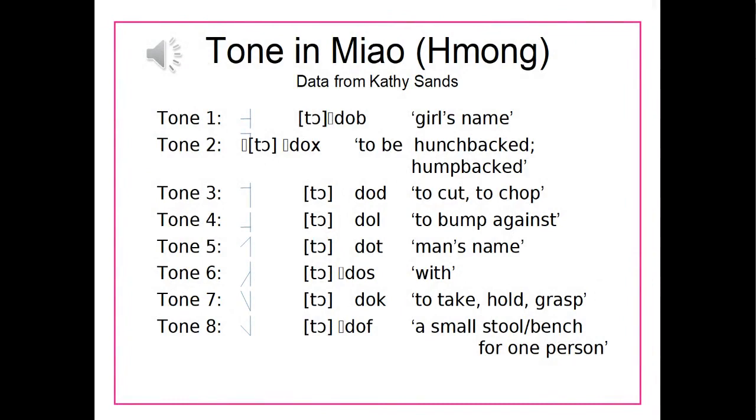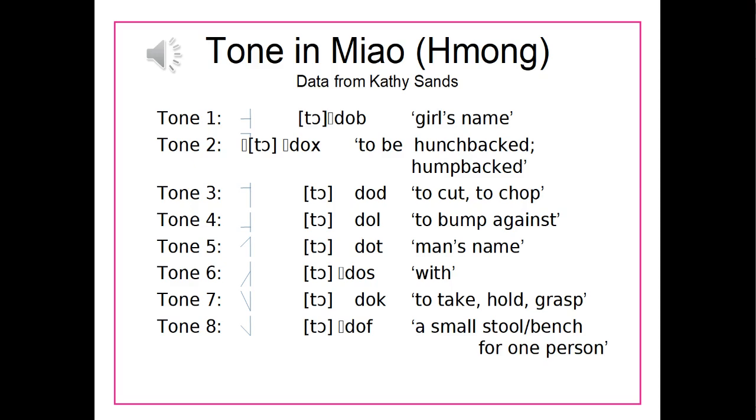So here's an example of a language, Miao or Hmong, that has 8 different tones. So we have this word ta that, depending on the tone that's used, can mean a girl's name, it can mean to be hunchbacked, it can mean to cut, to bump against, a man's name, with, to take, or a small stool. So these little graphs here kind of represent the tone.